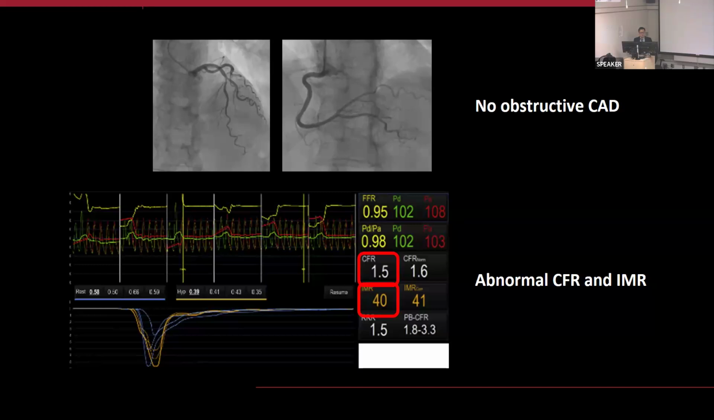So this is an example of CFR and IMR measurements. As you can see on the angiogram, there is no obstructive CAD. However, CFR was 1.5, which is below 2.0, and IMR was 40, which is greater than 25. So these findings are consistent with microvascular dysfunction.